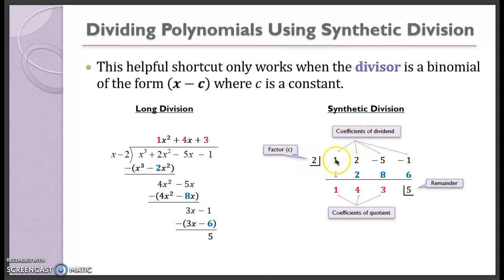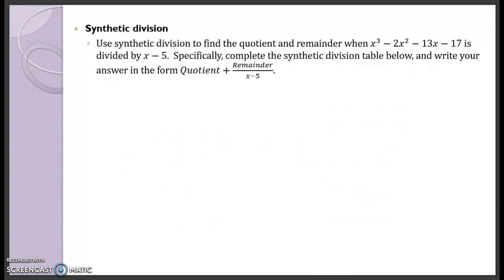And then what's in black here, 1, 2, negative 5, negative 1, those are the coefficients of our dividend. The 2, 8, and 6 end up being these values here. And the 1, 4, and 3 are the coefficients of our quotient, and then we'll get a remainder. So let's go ahead and show an example.